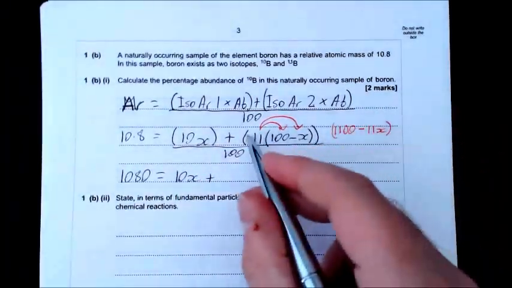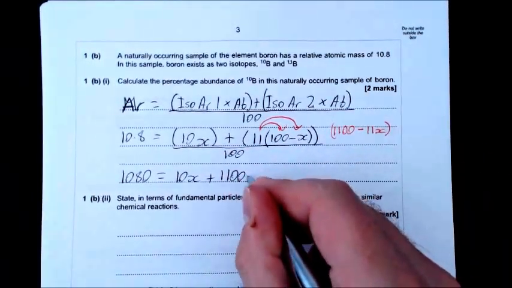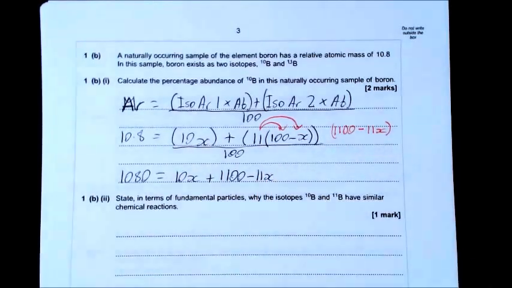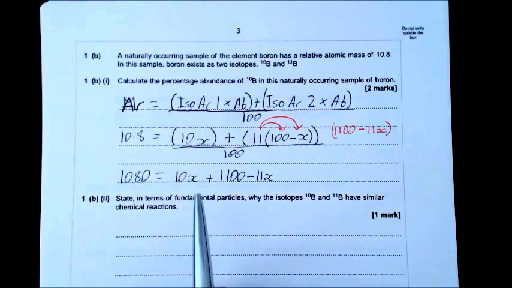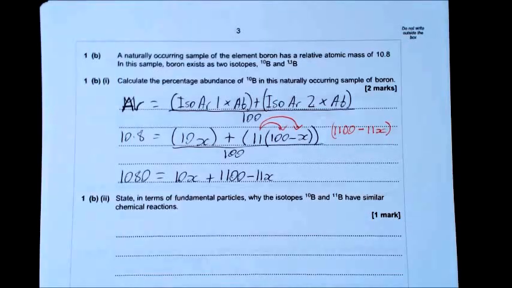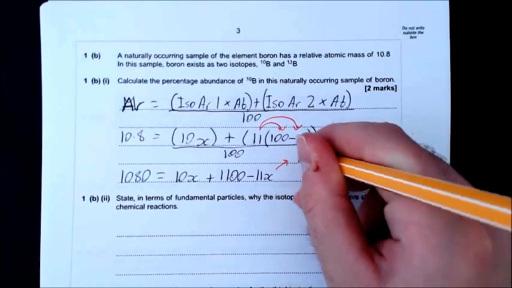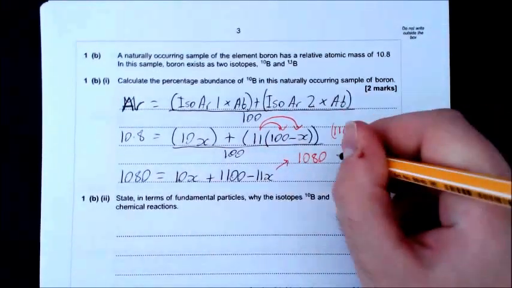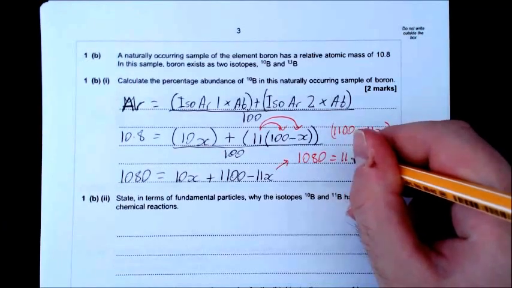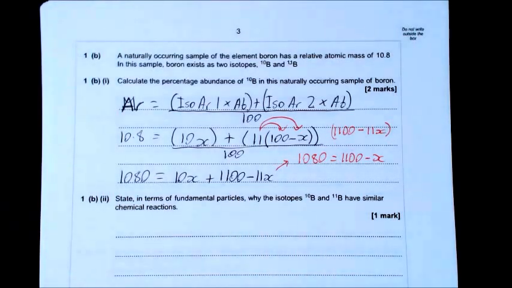And we're going to add that to this bit here, which we worked out over there. And that's going to be 1100 minus 11x. Okay, so then we have to simplify this and then rearrange it. Now you can see here that we've got 10x minus 11x. We can simplify that, and that can give us minus x. So if I rewrite this just over here in a more simplified form, we've got 1080 equals 1100 minus x. So all we've done here is take the 10x and minus 11x from there.